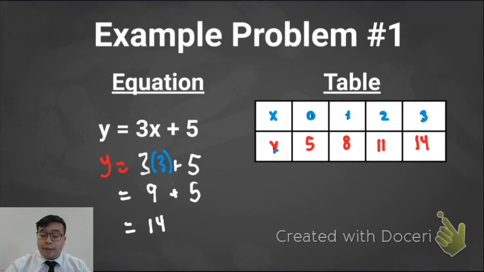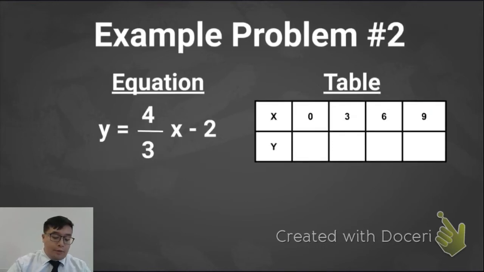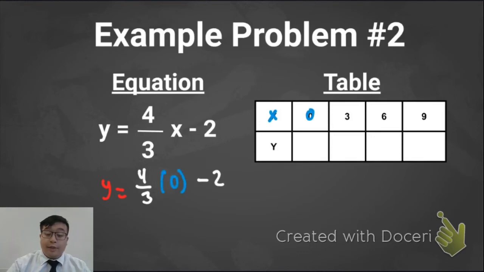Let's take a look at our second example problem. Here I have the equation y equals 4/3 x minus 2. And I'm going to replace x with these following values. First, I'm going to replace x with 0. So I'm going to take this x value and replace that with a 0, and then solve for y. So 4/3 times 0, or anything times 0, is just going to be 0 minus 2, and 0 minus 2 is going to equal negative 2. So when x equals 0, my y value is going to be equal to negative 2.